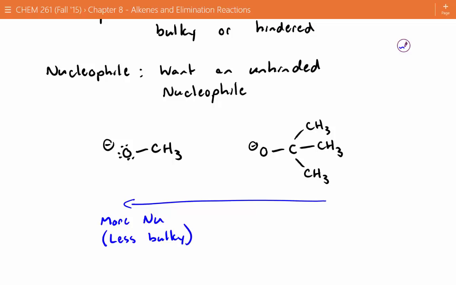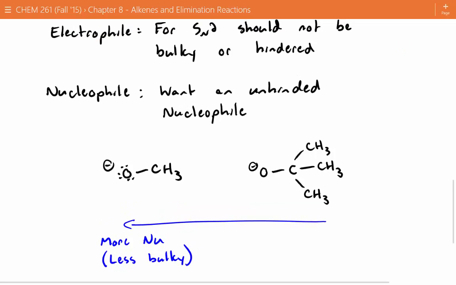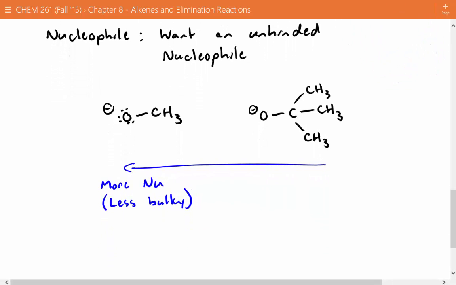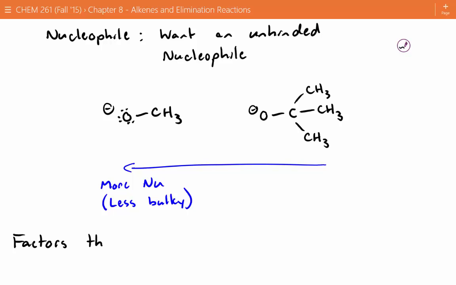All right, so we've gone through and we've identified the two features that affect nucleophile strength, solvation and sterics. With basicity, we're not concerned with these two things as much. So let's go through and address what affects basicity. So, factors that affect delta G, which we said has to do with basicity.